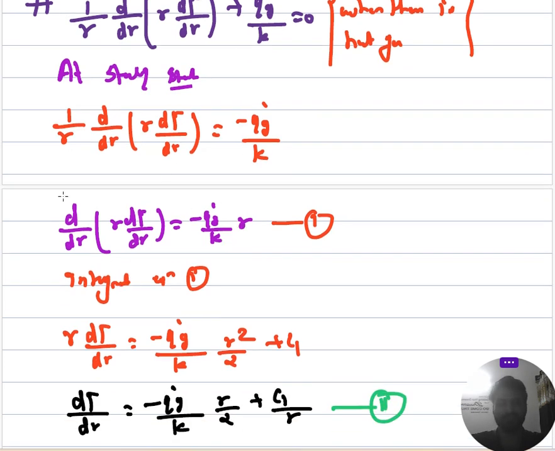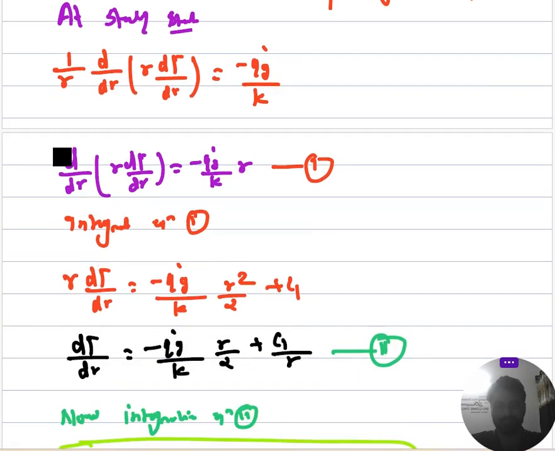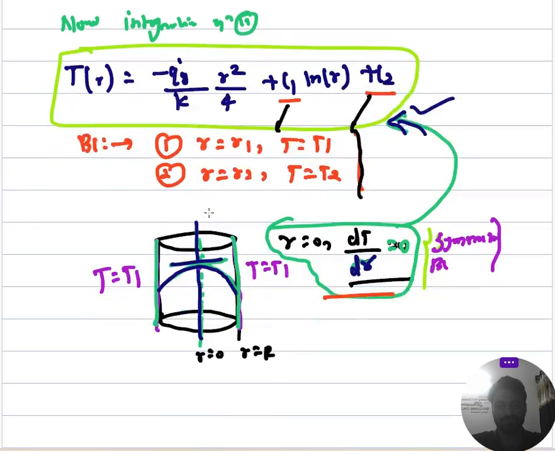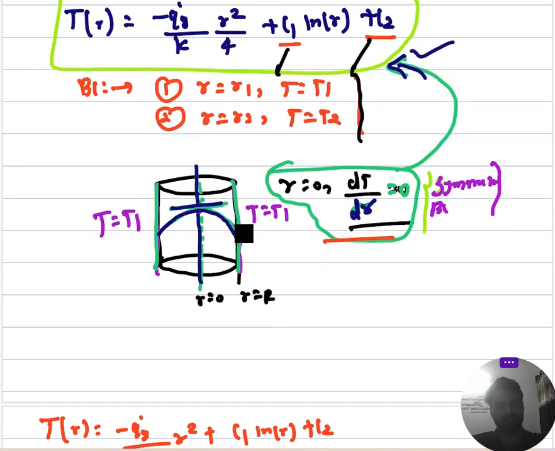In this case, this is just a differential equation, and once you solve it, you will get the formula T(r) equals q dot G by K into r square by 4 plus C1 ln r plus C2, something like that. Now, to solve for the constants C1 and C2, you should have two boundary conditions, and obviously they are there: r equals R1 when T equals T1, and r equals R2 when T equals T2. And one more very important thing, at r equals 0 the temperature gradient is 0.